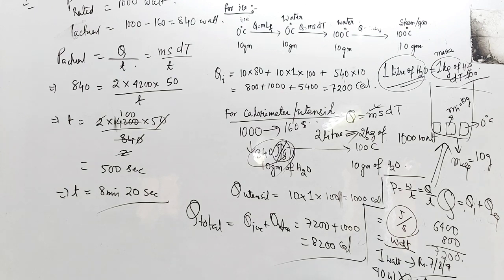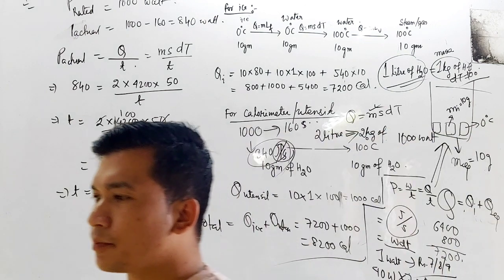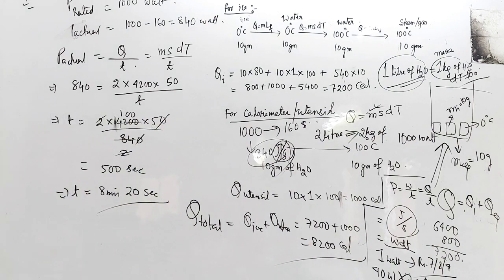You understand? The actual power that is utilized is for changing the temperature of water from 27 degrees Celsius to 77. In the beginning of today's class, I have already told you that for the change in temperature, you don't have to convert into Kelvin.